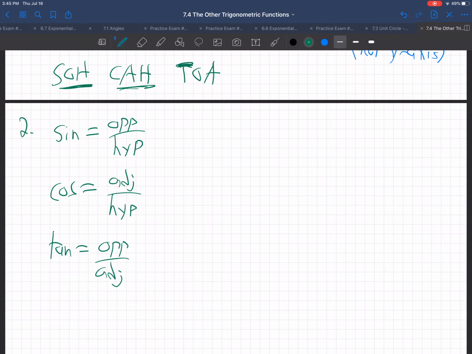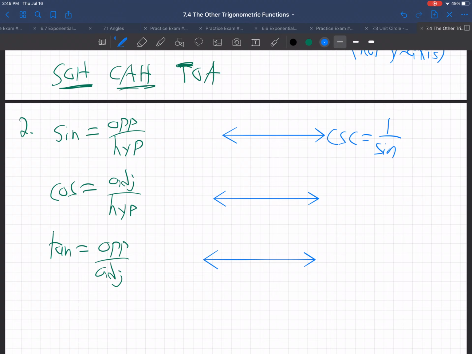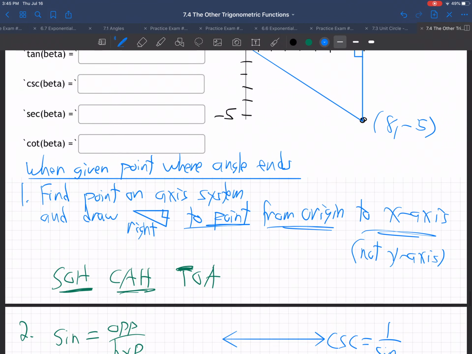And then the other three trig functions are just reciprocals. They're upside down of the first three. So they are cosecant, which is upside down of sine, secant, which is upside down of cosine, and cotangent, which is upside down of tangent. That's good. All right, so that's how we find them. So let's go through them.